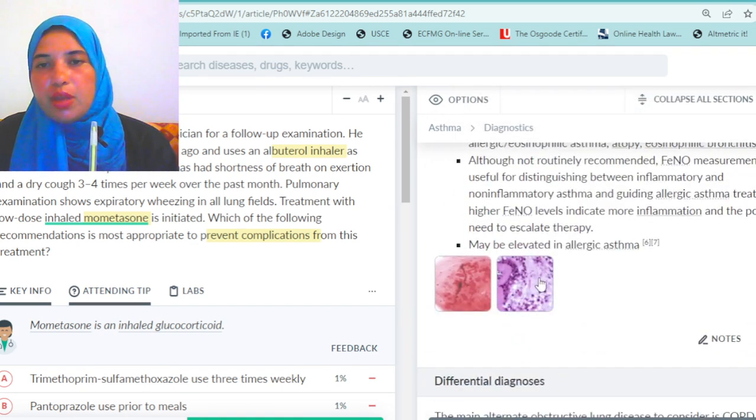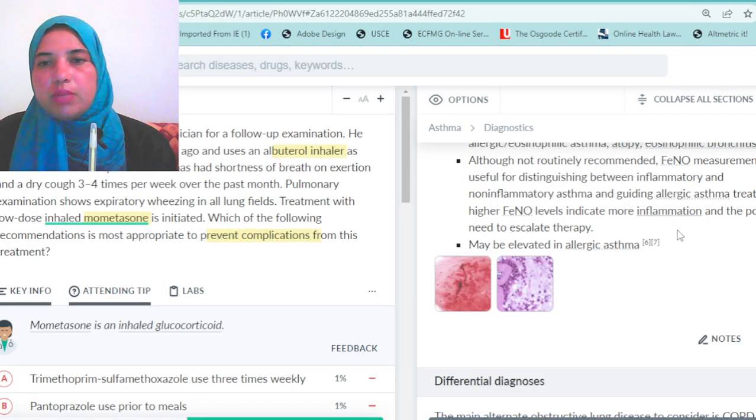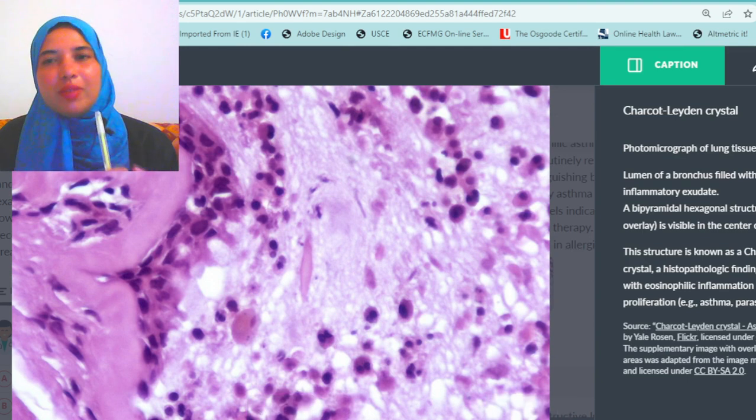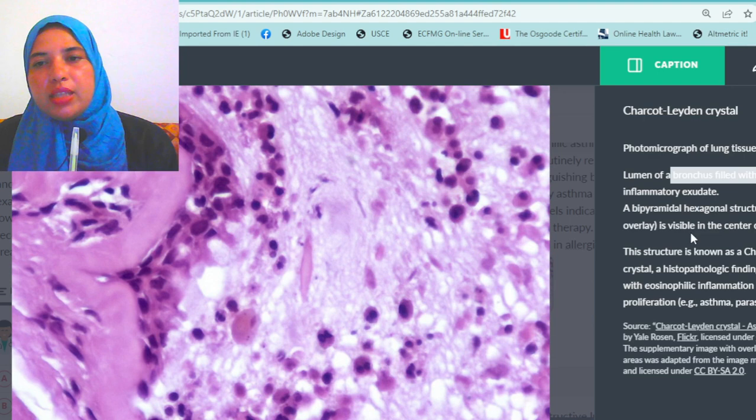Again, you can see everything. What are your findings? You have here your Curschmann spirals. You can see very clearly the images are very nice. There's also sometimes, I'm not sure if, yes, finally. This is something I really, really love about AMBOSS. So here you're going to see the charcoal-laden crystals, and you can see here on the side the caption. So what it says is the lumen of the bronchus is filled with mucus and inflammatory exudates.